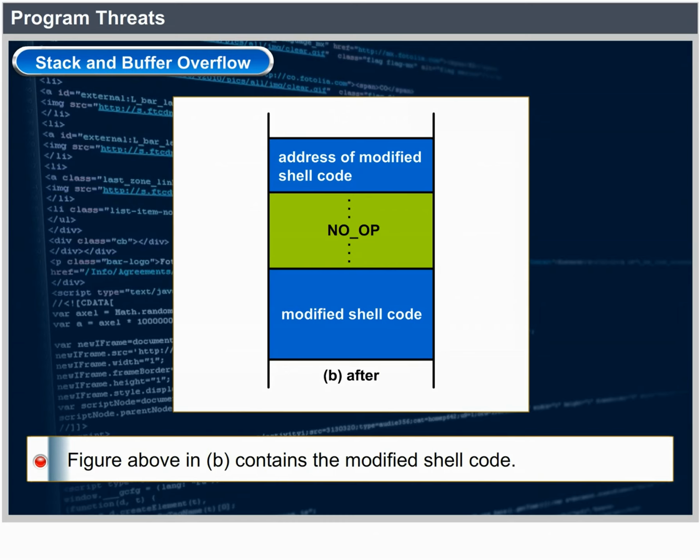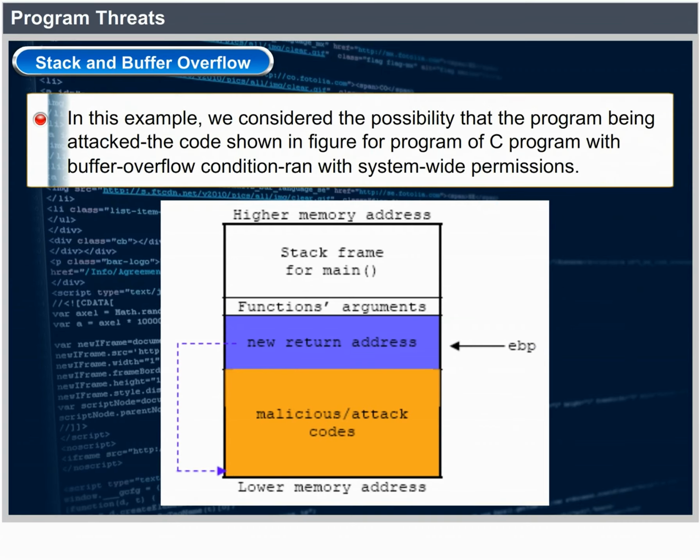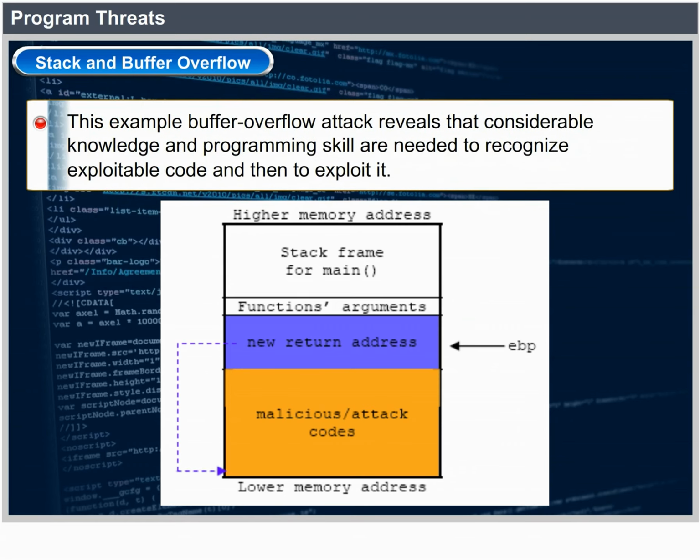There are many ways to exploit potential buffer overflow problems. In this example, we consider the possibility that the program being attacked, the code shown in the figure for the C program with buffer overflow condition, ran with system-wide permissions. However, the code segment that runs once the value of the return address has been modified might perform any type of malicious act, such as deleting files, opening network ports for further exploitation, and so on. This example buffer overflow attack reveals that considerable knowledge and programming skill are needed to recognize exploitable code and then to exploit it.